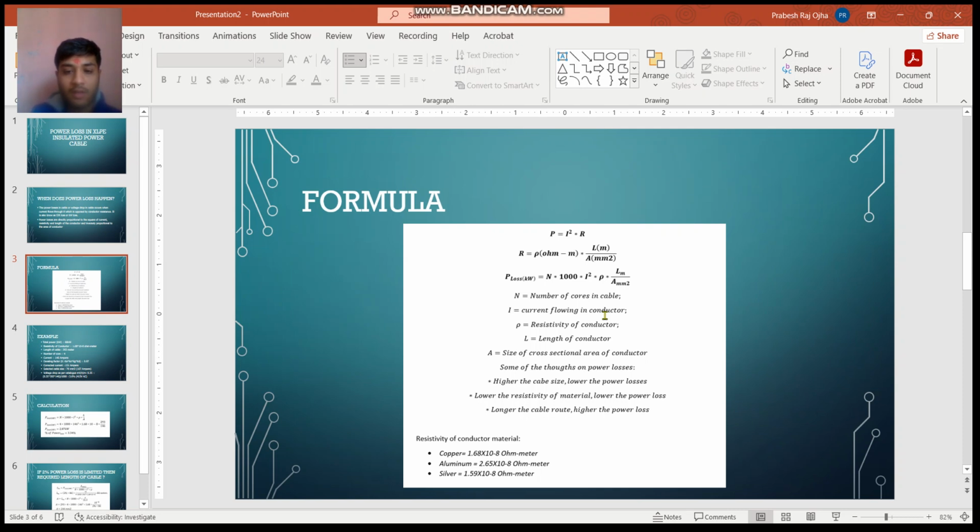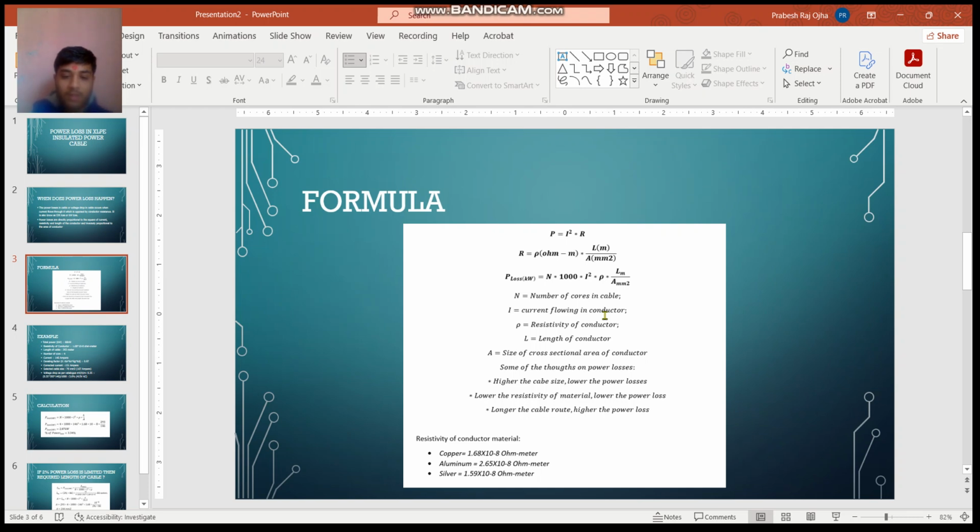So I square R, we know that R equals resistivity times the length by area of the cable, and power loss in one particular cable is given by number of cores times current square times resistivity times length divided by area, and 1000 to get it in kilowatt. So we can see from the description what N, I, rho, L are.